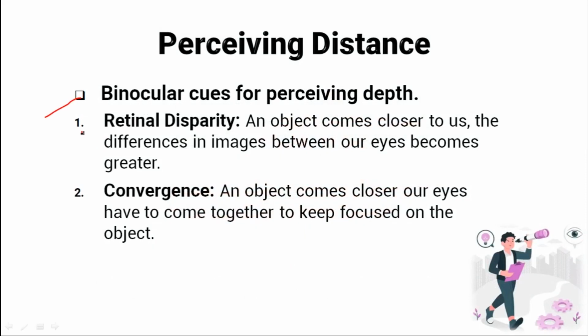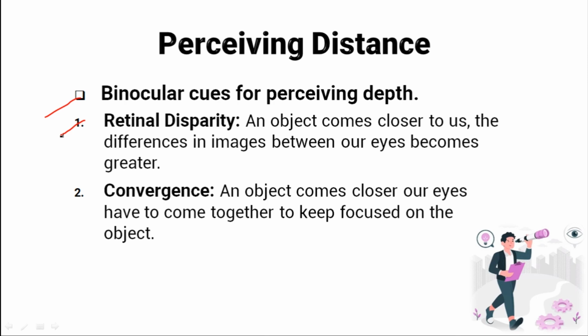Firstly, retinal disparity. In retinal disparity, as an object comes closer to us, the difference in images between our eyes becomes greater. For example, close one of your eyes and hold your hand in front of your face. Notice that when you close the left eye first and then the right eye, the position of your hand appears to shift slightly. This is because each eye provides a different view of the object, creating a depth effect. This phenomenon is known as retinal disparity, which is a binocular cue for perceiving depth.